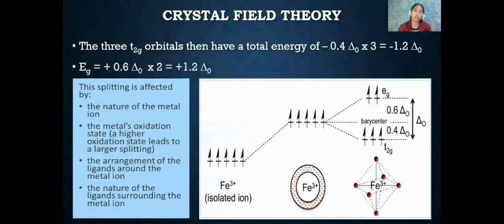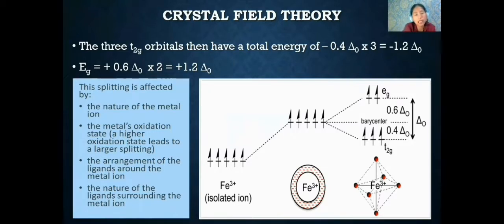So the t2g orbitals then have a total energy of negative 0.4 delta O times 3, because we have 3 electrons in this t2g set. It is equal to negative 1.2 delta O. And for the eg set, it is positive 0.6 because it is raised, times 2 because we have 2 electrons. So it is equal to positive 1.2 delta O.